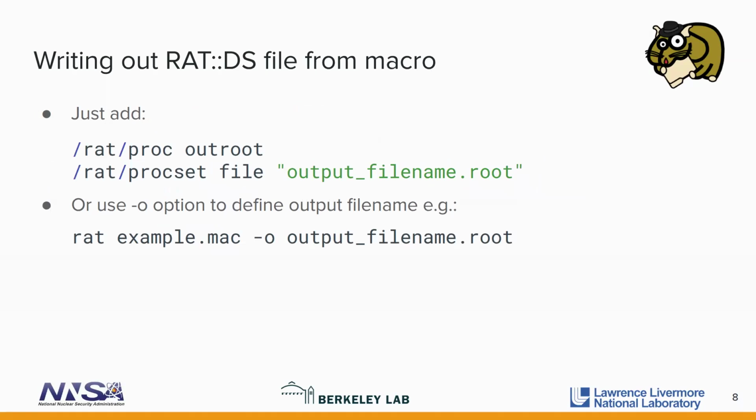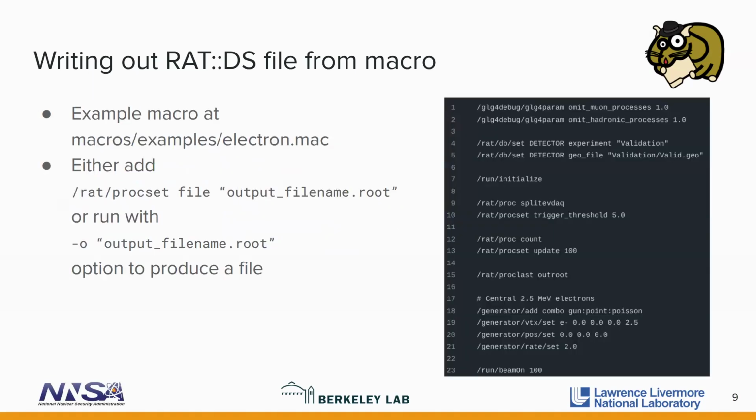To do this in your macro, you just have to write two lines, or even just one line. The proc out root is the processor that writes out the output file, and then you can add a line to your macro to define the output file name. Or you can leave that line out and use the -o option when running the file to define the output file name. If you don't define the file name, it will just give it some default output name.